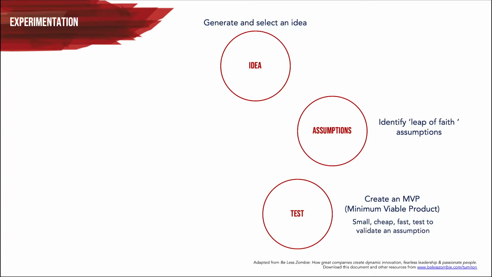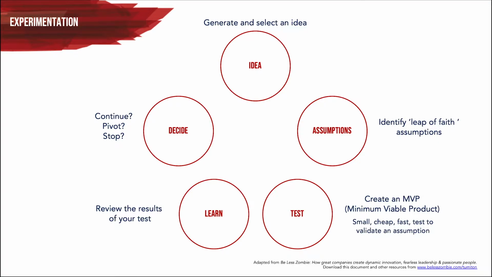And your aim is to not prove that the thing works. You're looking for learning. You're looking to understand, when I put this in front of someone, do the things that we think will happen, will they happen? Or will they happen in some way? And based on that data, you can make some decisions. What happened? What should we do?